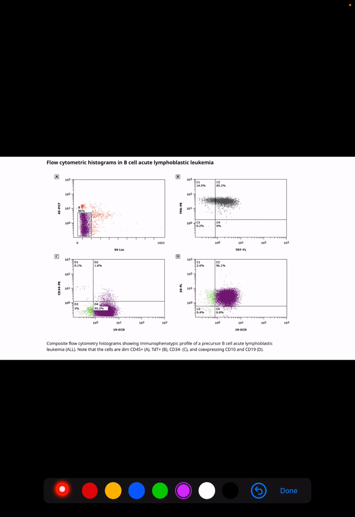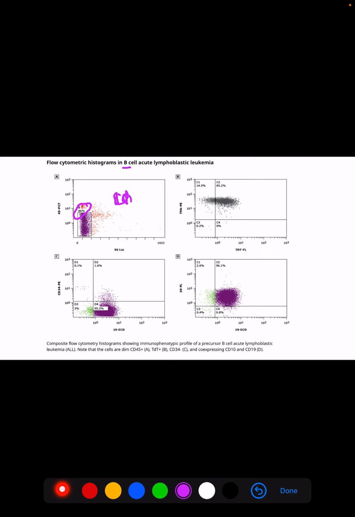So we sent for immunological studies, that is flow cytometry of the peripheral blood. These are flow cytometric histograms in B-cell acute lymphoblastic leukemia. Here we can see 86% of these cells are TDT positive.